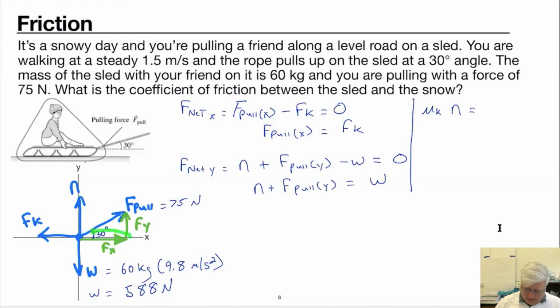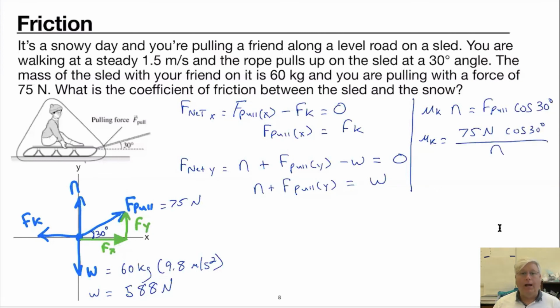So what's that x component? Well, we know the x is the cosine of the angle. So this is going to be F for the pull cosine 30 degrees. Okay, and so then mu k is just the force of the pull, which is 75 newtons, times the cosine of 30 degrees divided by the normal force. Okay, so we have most everything, we just don't know what the normal force is.